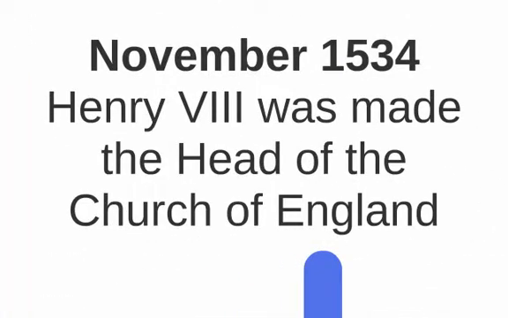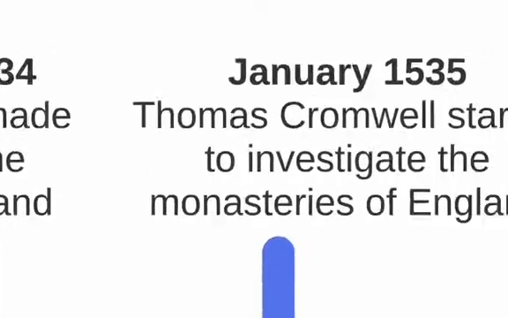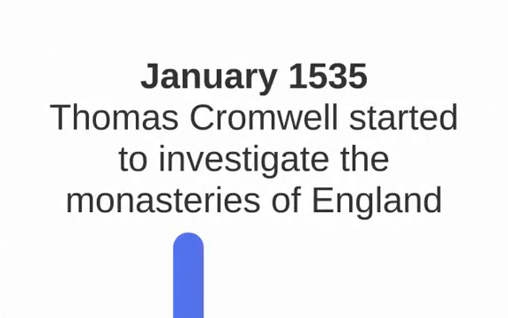But the main timeline, November 1534, Henry made himself and was made the head of the Church of England. So this is the official point at which the break from Rome happens, 1534. And then in January 1535, as we saw in our last lesson, that was when the investigation of the monasteries began.